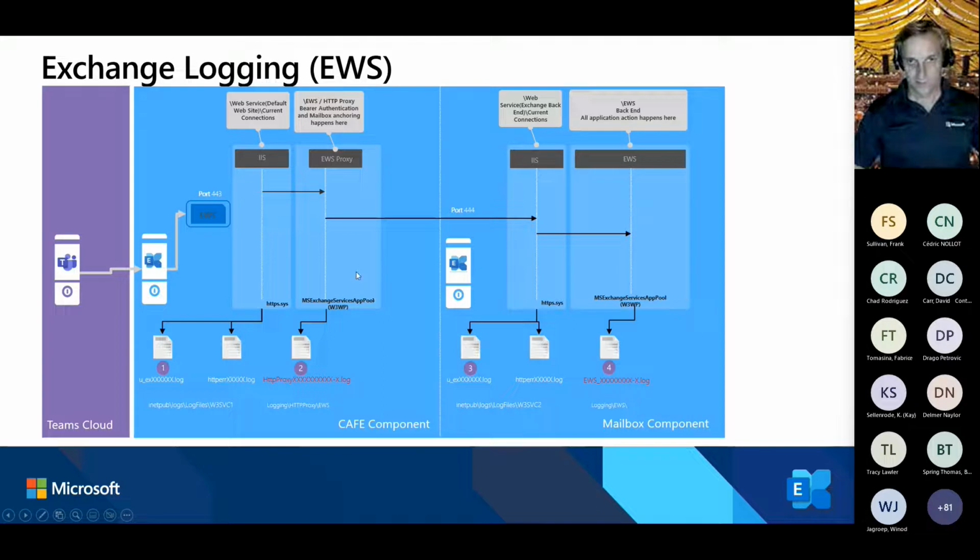Once the authentication works and succeeds, then the request gets proxied to the Exchange mailbox component. And again, IIS log, and again, HTTP error log in case something goes wrong. And the most important log file on the backend is as well the EWS log, for instance, which can be found in the Logging folder underneath your Exchange installation path. All right, so this is a brief recap of the logging folders and files which are relevant.